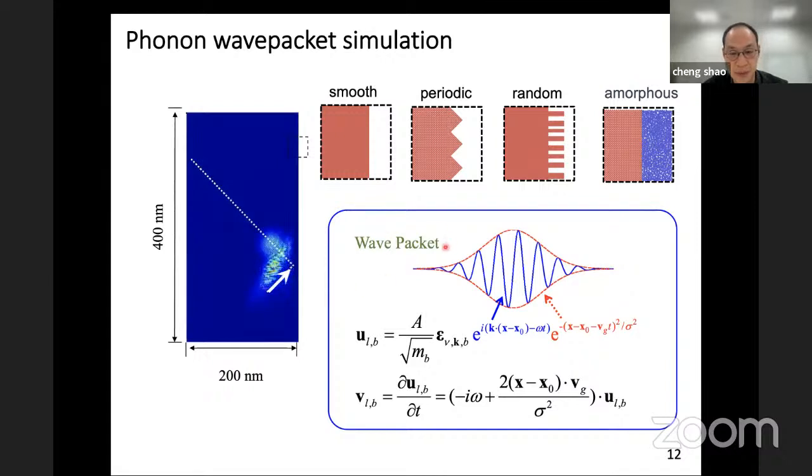So the basic idea, or the most important formula for the wave packet simulation, is like this. Based on the eigenvector of a certain phonon mode, we activate a small displacement and velocity in the system to trigger a certain phonon wave packet. After that, we monitor the dynamics of atoms in the system with time. From the displacement and velocity information, we can know how the phonons are scattering at the different types of boundaries.